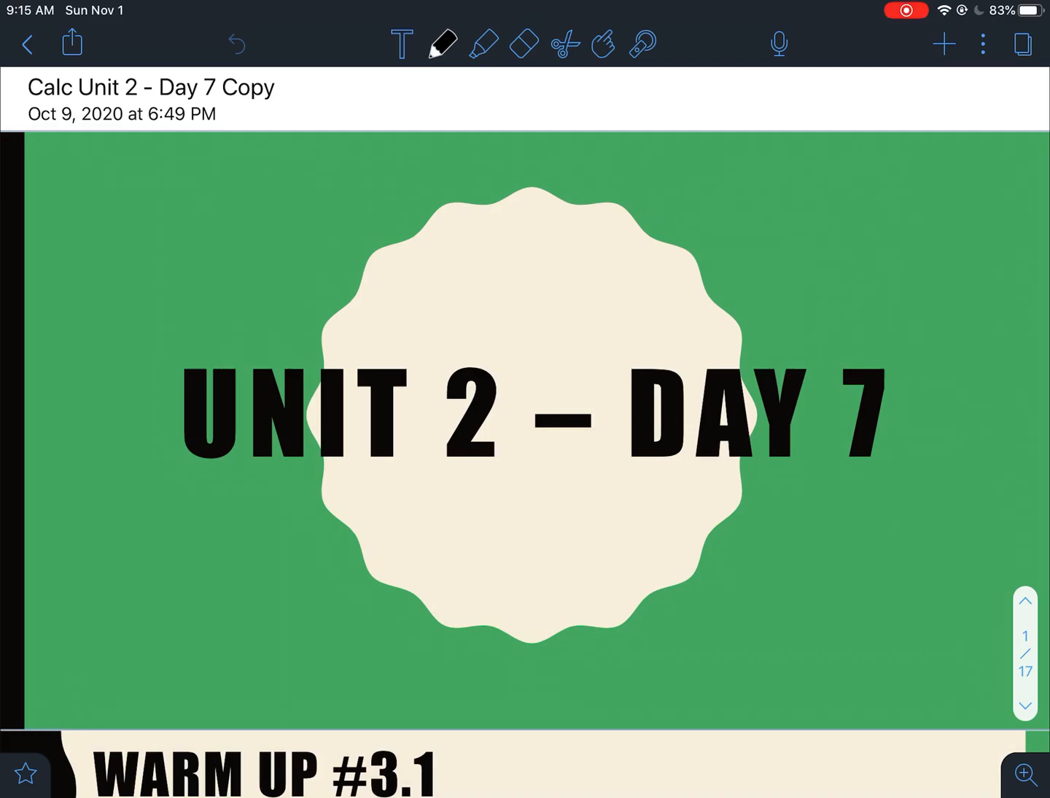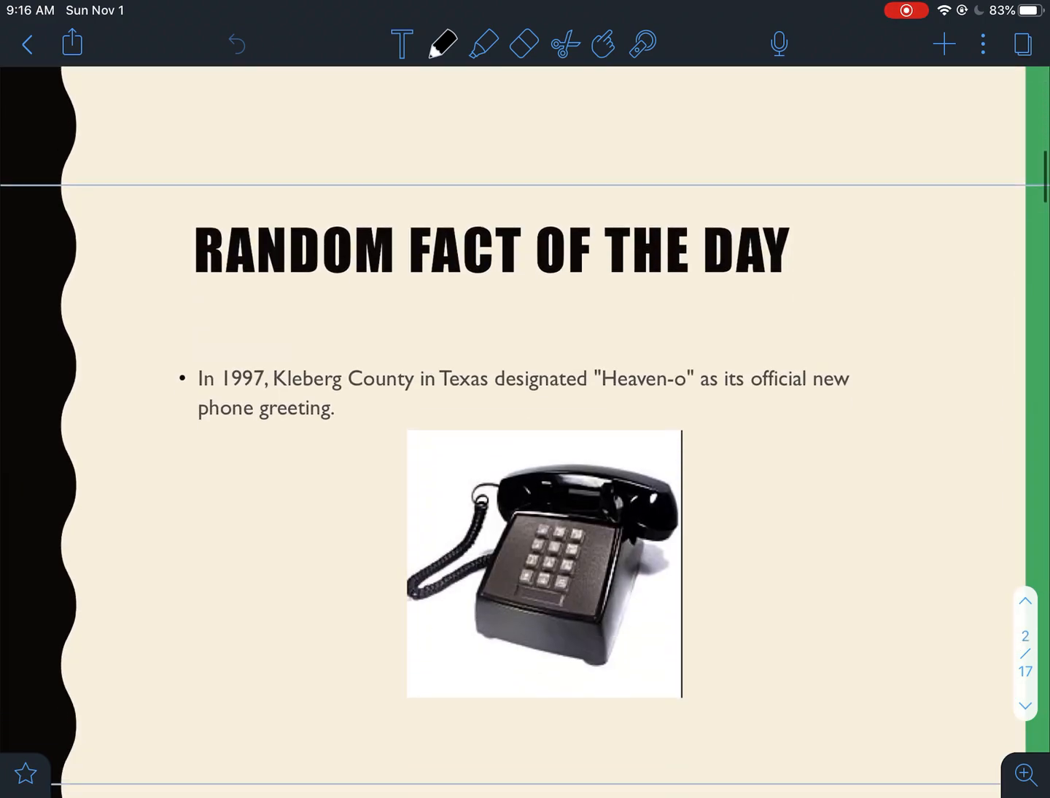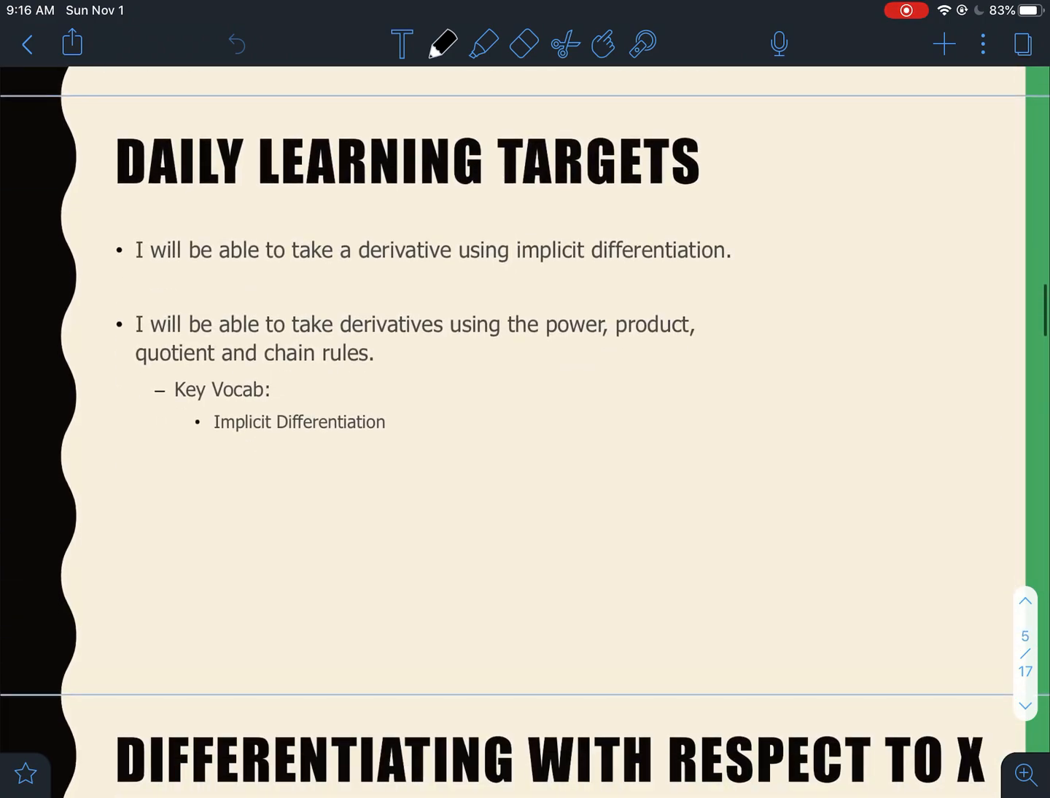These are your notes for Unit 2, Day 7 of Calculus. If you would like to see the warm-up, the homework questions we went over in class today, or the review question, just look at the finished notes.